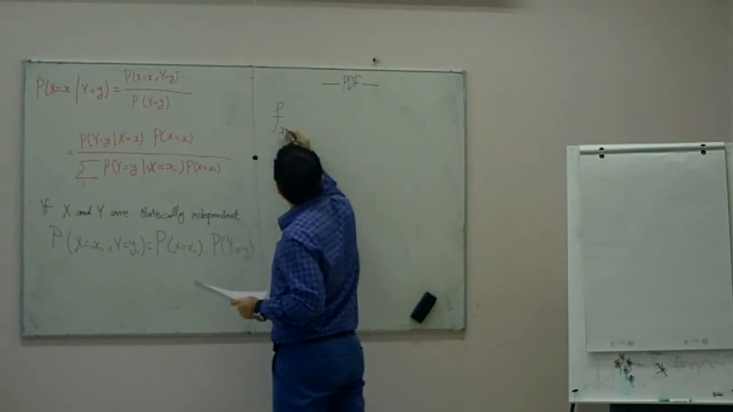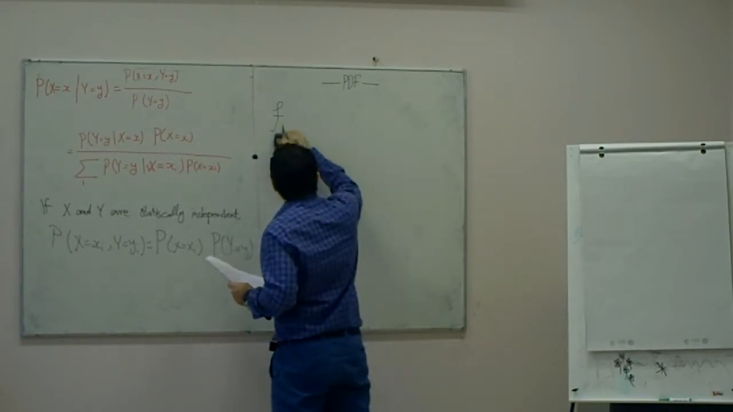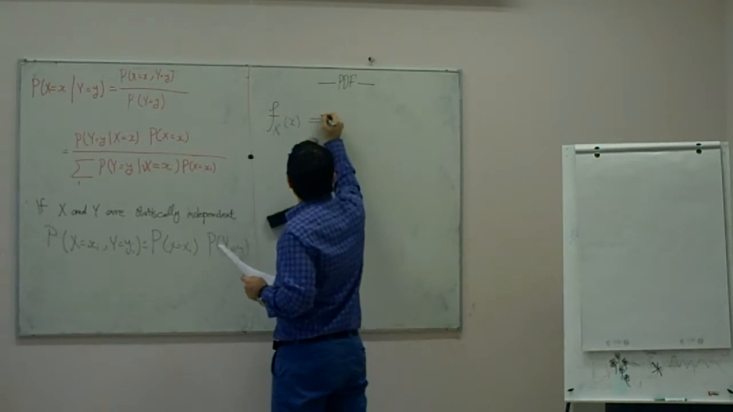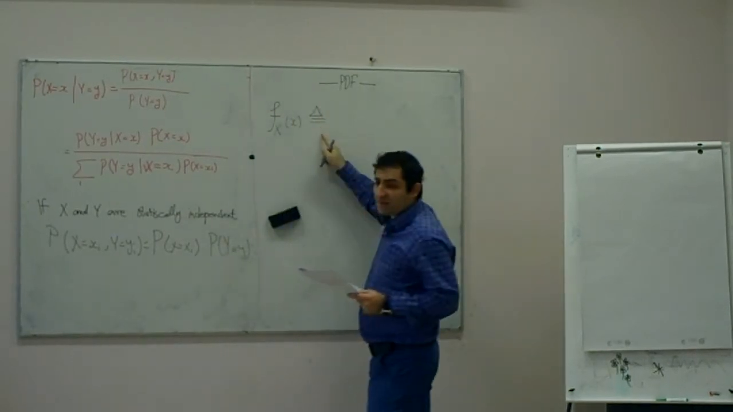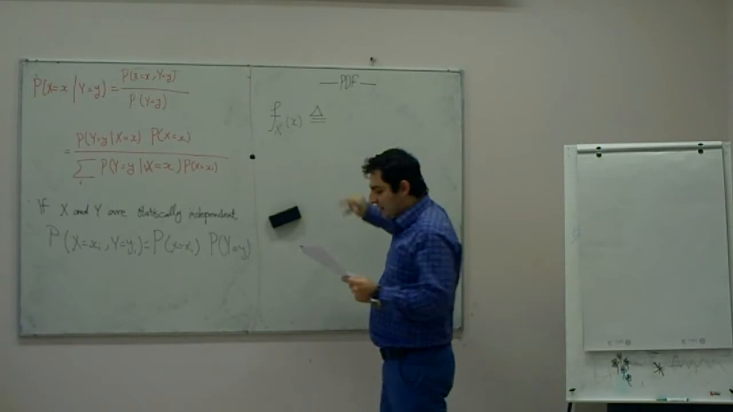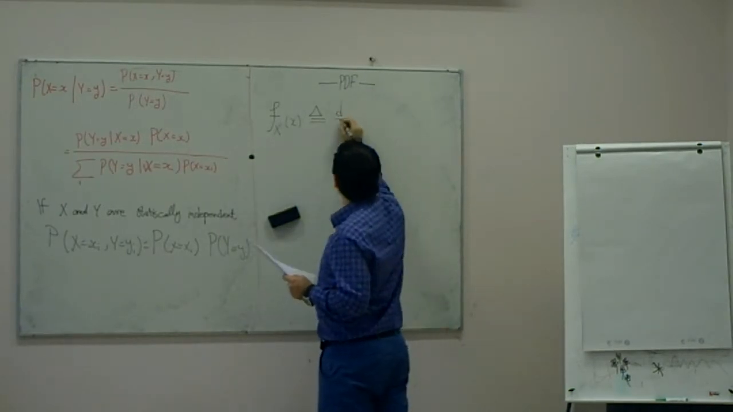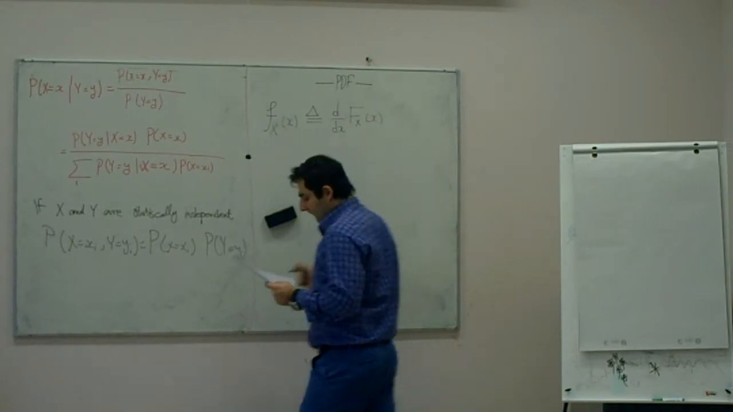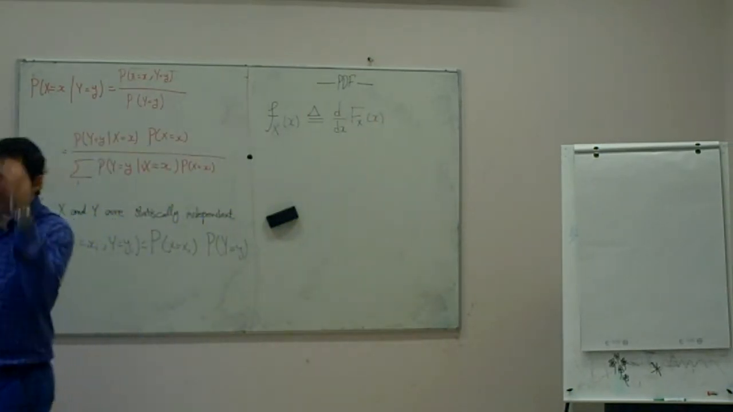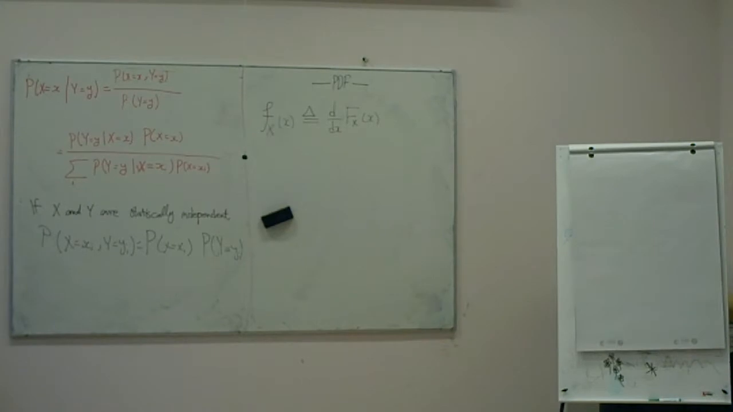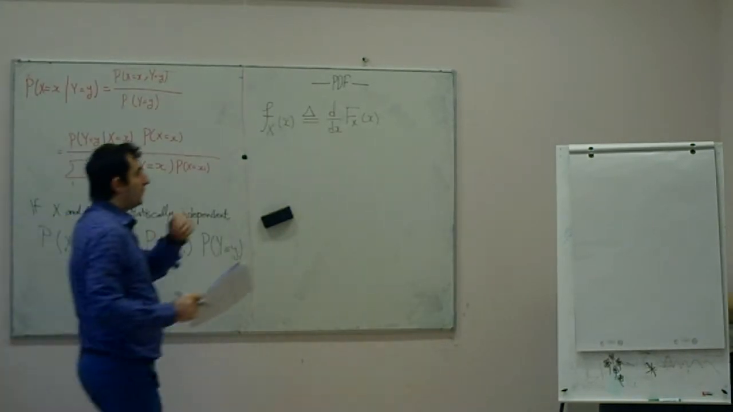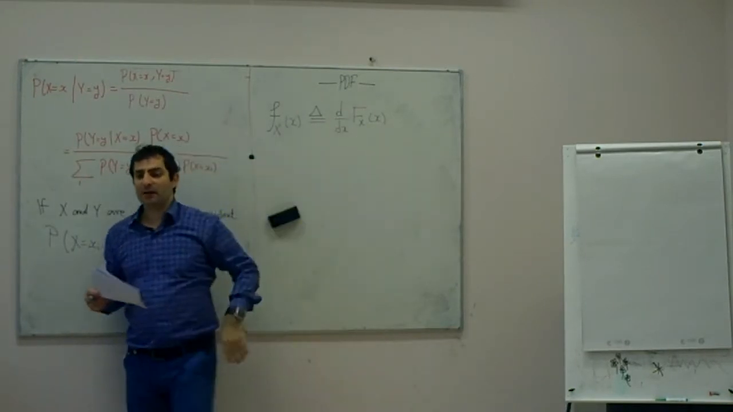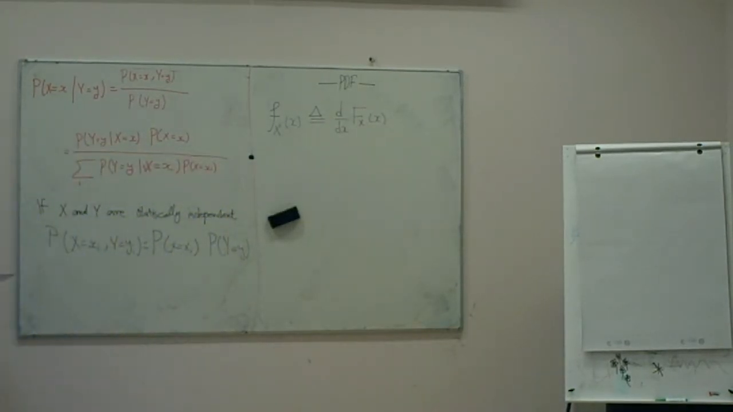f of x, which means the PDF of random variable x. This notation is defined as the derivative of the cumulative distribution function. So if in a problem you have the CDF, you find its derivative and you get the PDF.